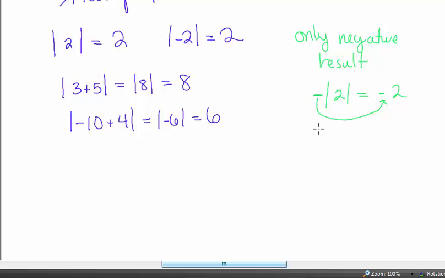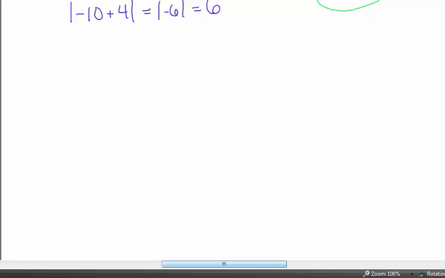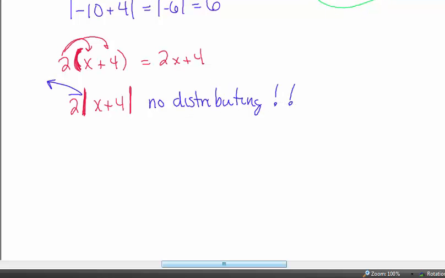Nothing happens to it. Now, we cannot distribute into absolute value. So let's say, when we had our parentheses like this, we could distribute in. That's because we have a nice curve here we can slip around, and that gives me 2x plus 4. Lovely, we can do that. With absolute value, it's a wall. If I try to distribute in, I just bounce off. I cannot distribute in. Okay, so no distributing. It's a wall.